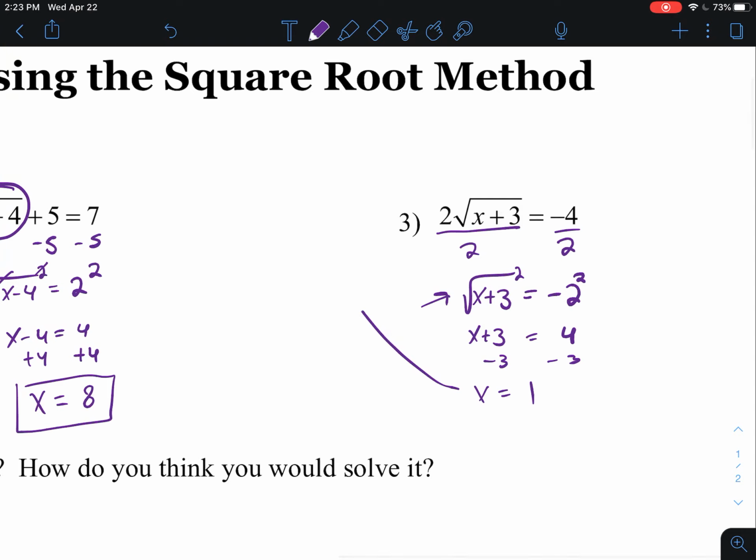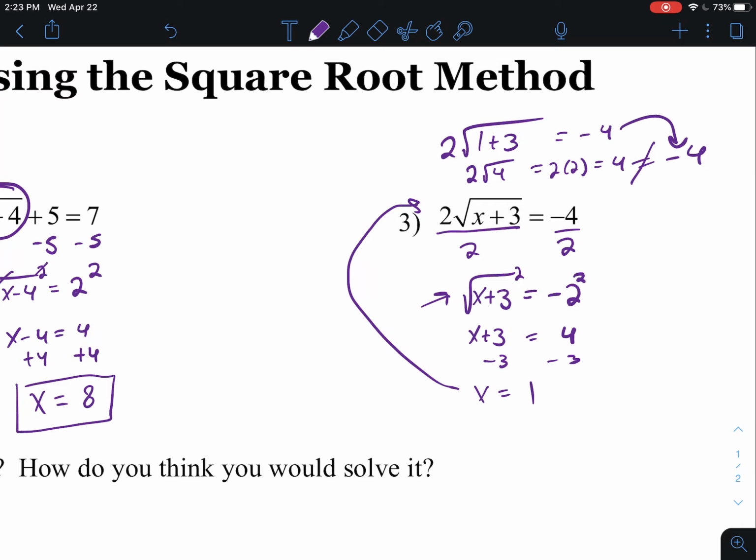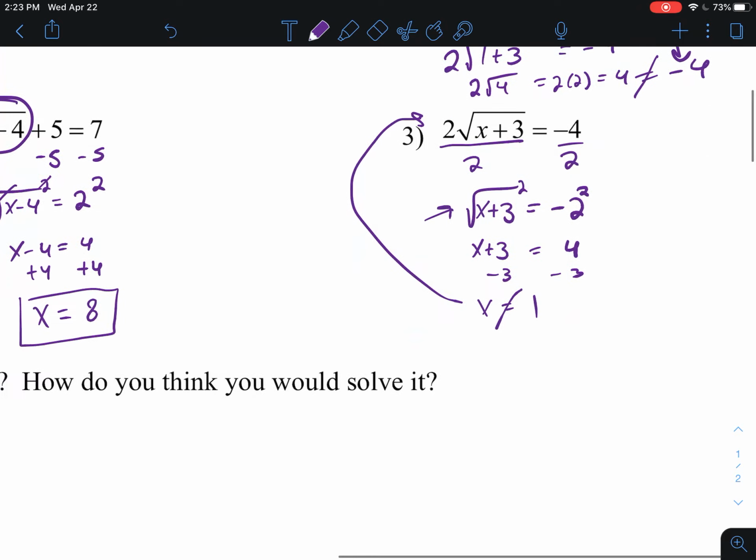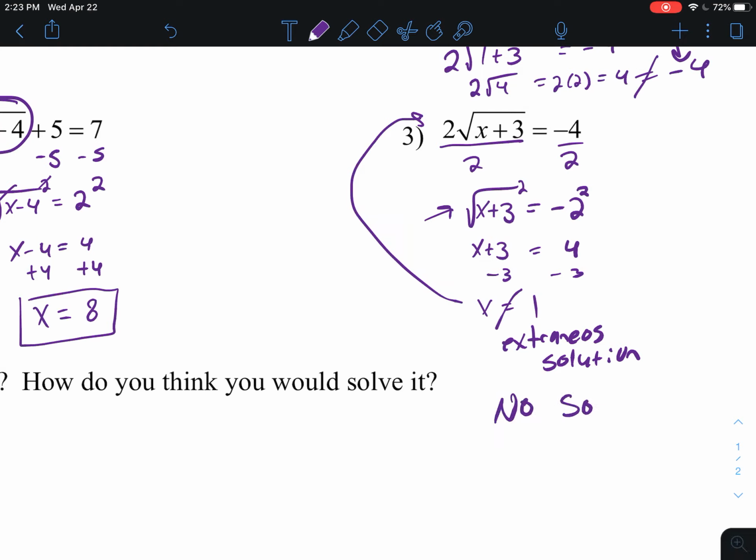But if we go back to the beginning of this problem, we get 2 times the square root of 1 plus 3 equal to negative 4. Let's see what happens. So that's 2 times the square root of 4, which is then equal to 2 times 2, which is equal to 4. 4 is not equal to negative 4. Okay, so therefore this is technically called an extraneous solution. And so then there is actually no solution for this problem, and that would be our answer.